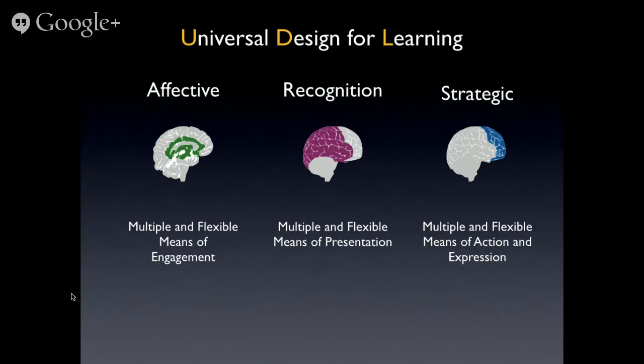For the recognition network, this means providing multiple and flexible means of presentation, so ensuring that the format of the information does not become a barrier to learning. Providing the information in a variety of formats, like audio, text, images, and at the same time, even for those students who don't need a special format, just providing a range of examples so that learners can see the connections in the information is important here.